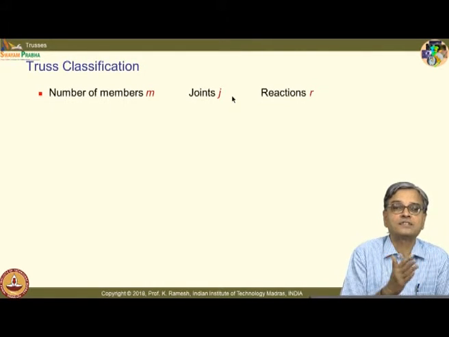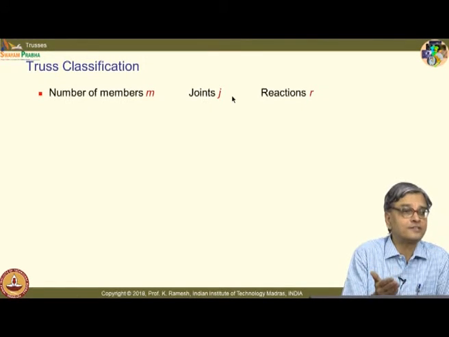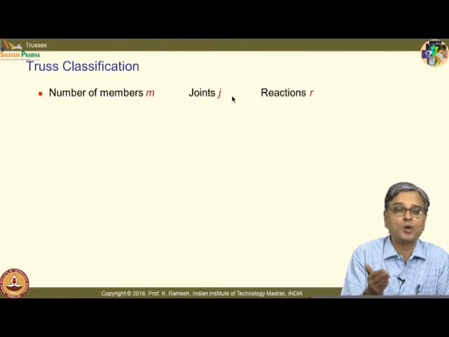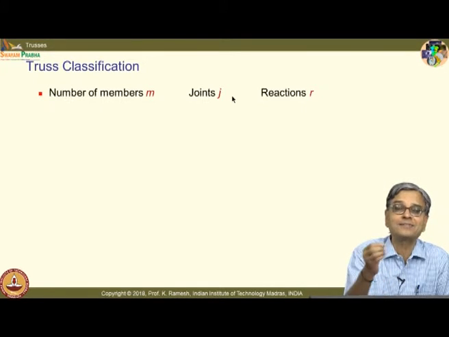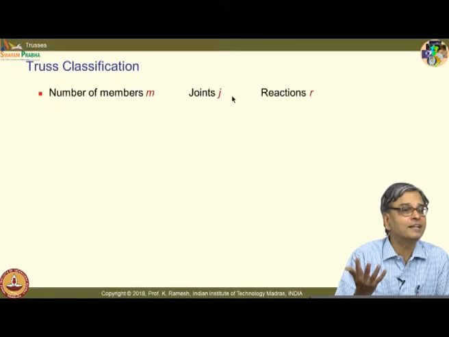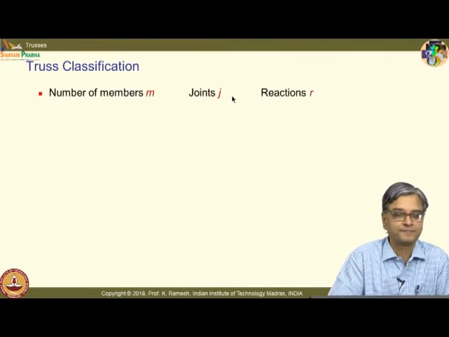You have three equations: sigma Fx equal to 0, sigma Fy equal to 0, sigma M equal to 0. Of these three, how many can you write per joint? I can write only two, because I have a concurrent force system. We have already said the members have to be aligned properly at the joint and load applied only at the joint, so I make the system concurrent. Writing a moment equation is not going to give me anything extra. So I can write only two equations per joint.